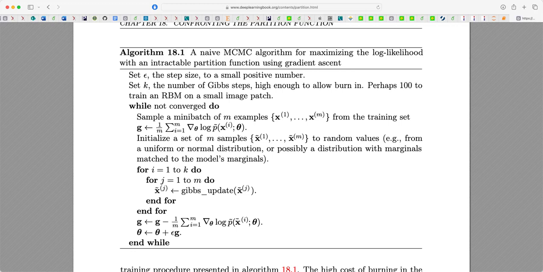So you would initialize the samples to random values, and then you perform a loop over all these values, which are the number of Gibbs steps, and then you perform a set of samples many, many times, because you want to find in a way the average probability distribution.